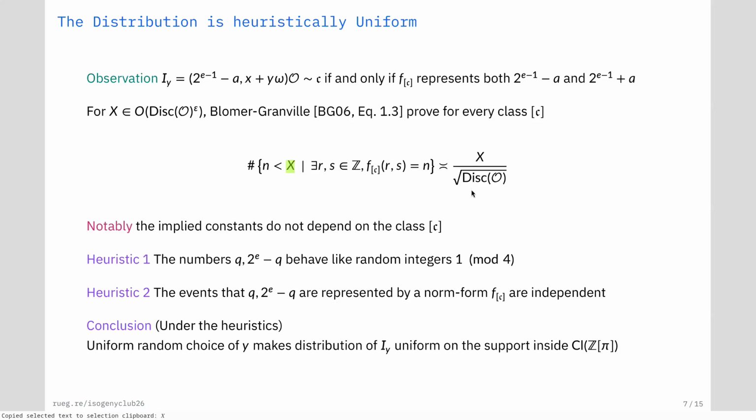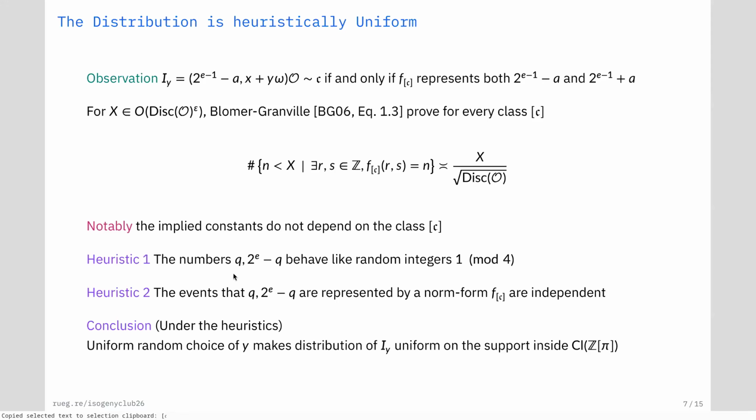That's a lot of technical stuff to say. The important thing is that the implied constants in this asymptotic equivalence do not depend on the class C. In other words, every single class in the class group represents asymptotically the same density of numbers less than x. Or in other words, the norm form of every class represents roughly the same number of numbers.